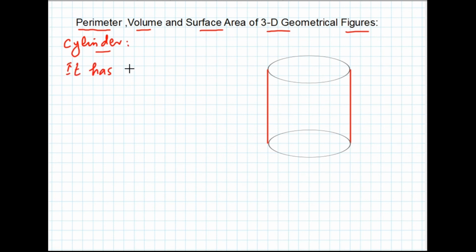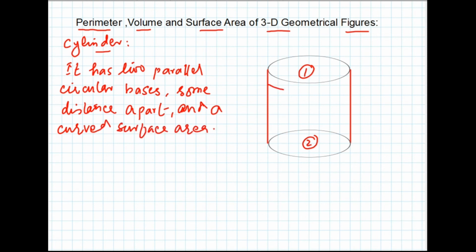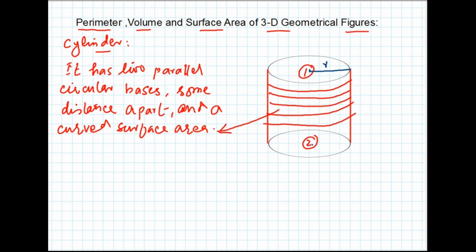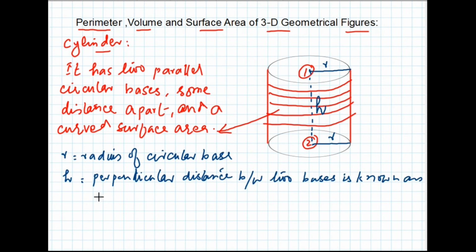It has 2 parallel circular bases, one and 2 as shown, some distance apart, and a curved surface area. This is a curved surface area. Here R is equal to radius of circular bases. H is equal to perpendicular distance between 2 bases, known as its height.